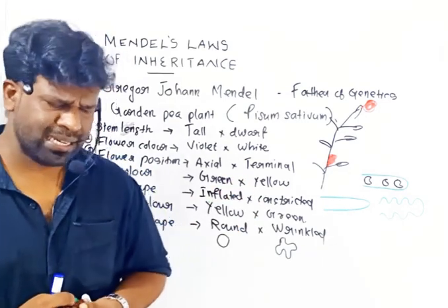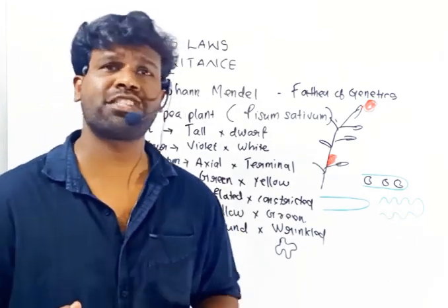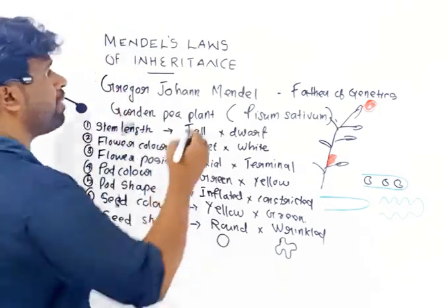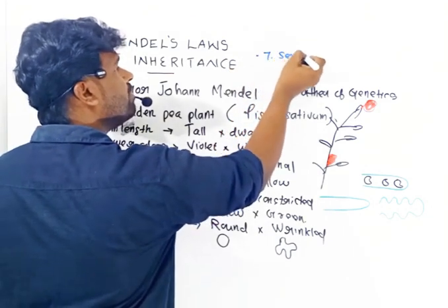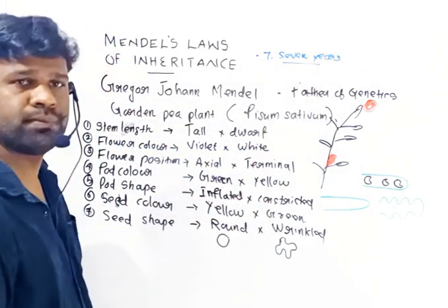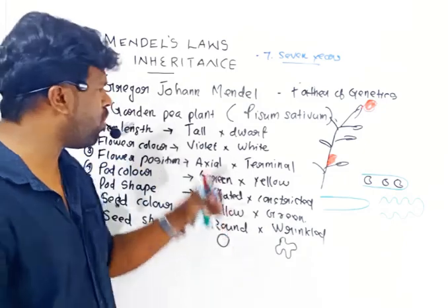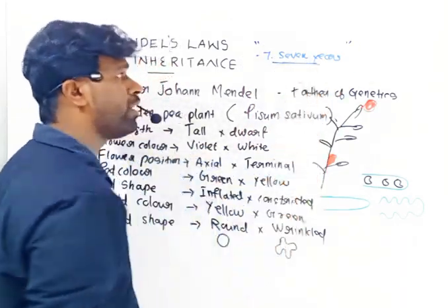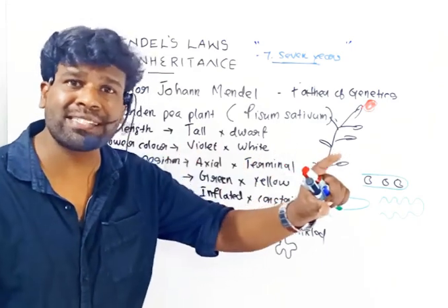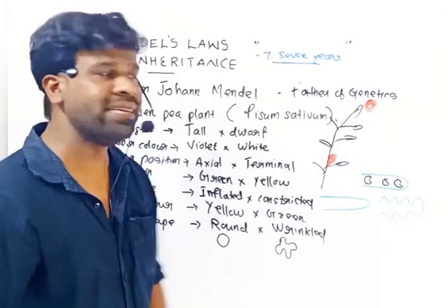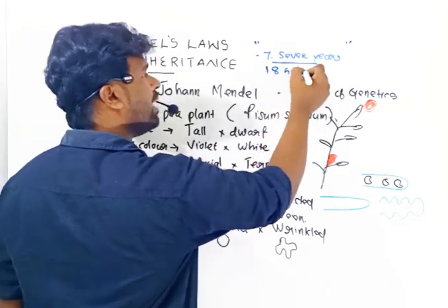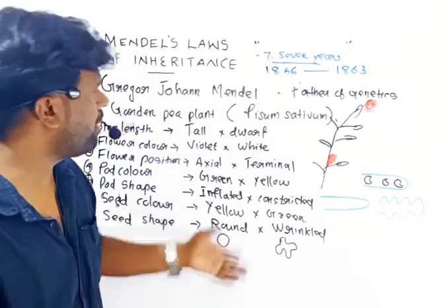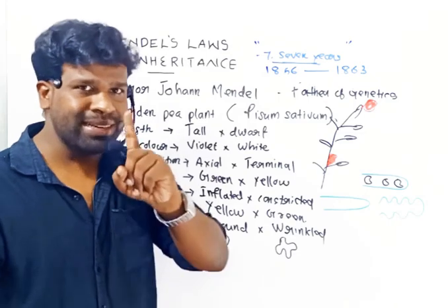Then Gregor Johann Mendel conducted the hybridization experiment on this garden pea plant. He conducted the hybridization experiment for a period of 7 years, that is, 1856 to 1863.